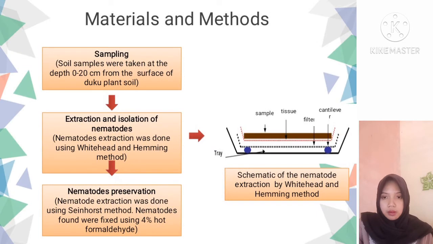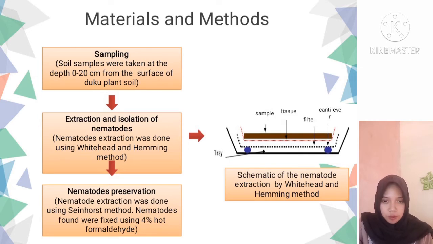Methods. The first, soil sampling. Soil and plant root tissue samples were taken at a depth of 0 to 20 cm because the highest nematode density and population were found at the root tip. The taken soil samples are put in plastic bags that have been labeled. Then the soil and root tissue samples were taken to the Biosystematic Laboratory for identification.